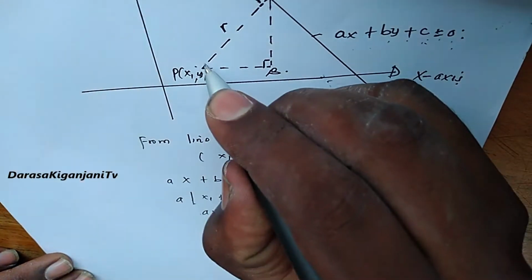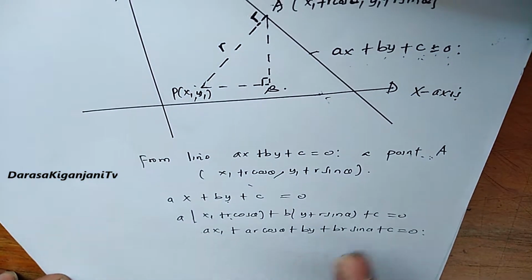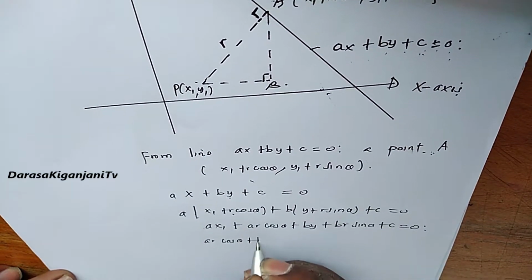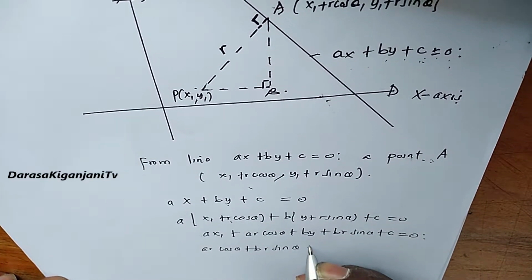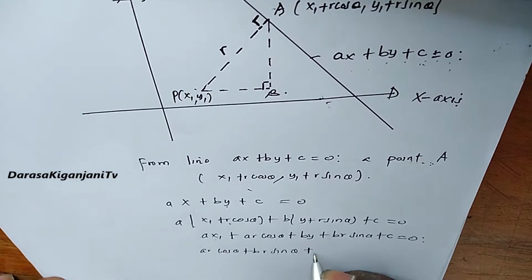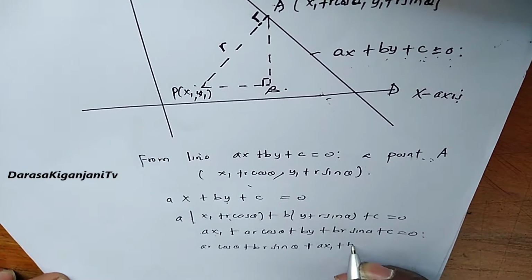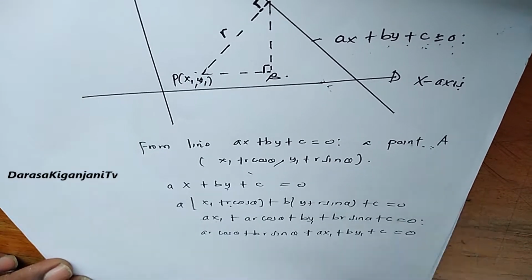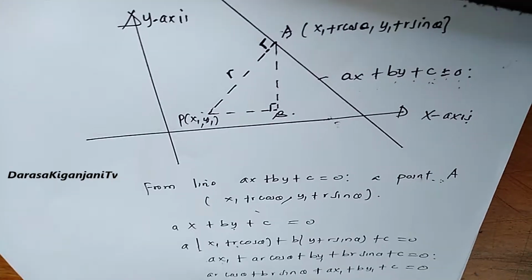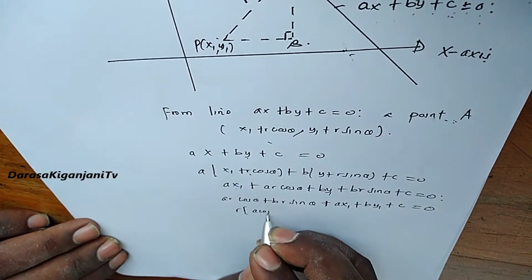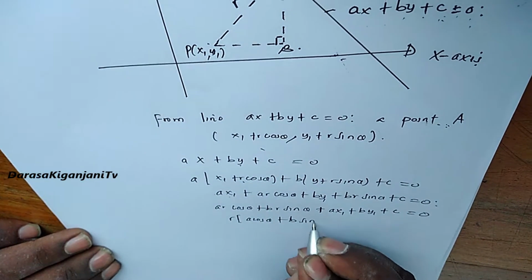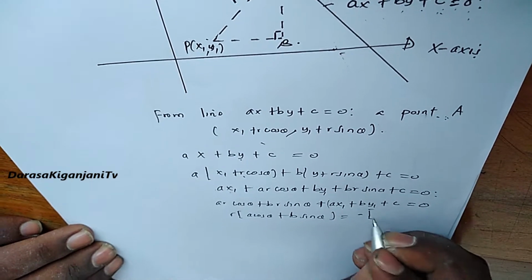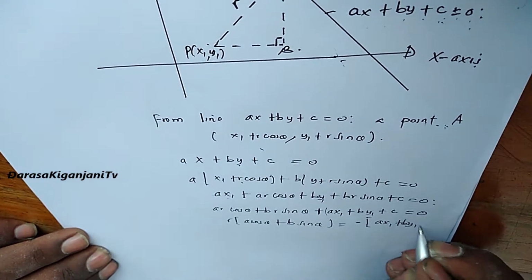Our essence is to obtain the distance r. How to obtain r? Make sure that you collect the like terms with r. So we'll have ar cos θ + br sin θ plus ax1 + by1 + c = 0. This is our equation, and we need to find r. Factor out r. We'll have r(a cos θ + b sin θ). Take all this to the other side. It will be negative (ax1 + by1 + c).